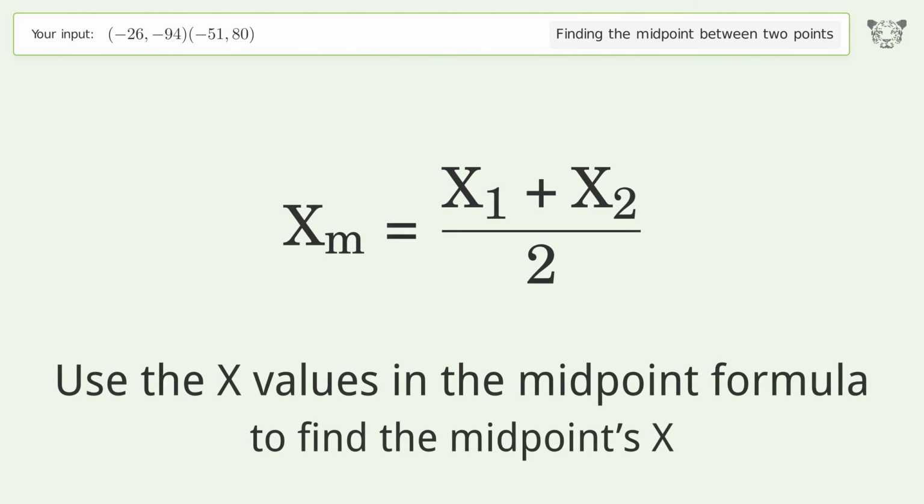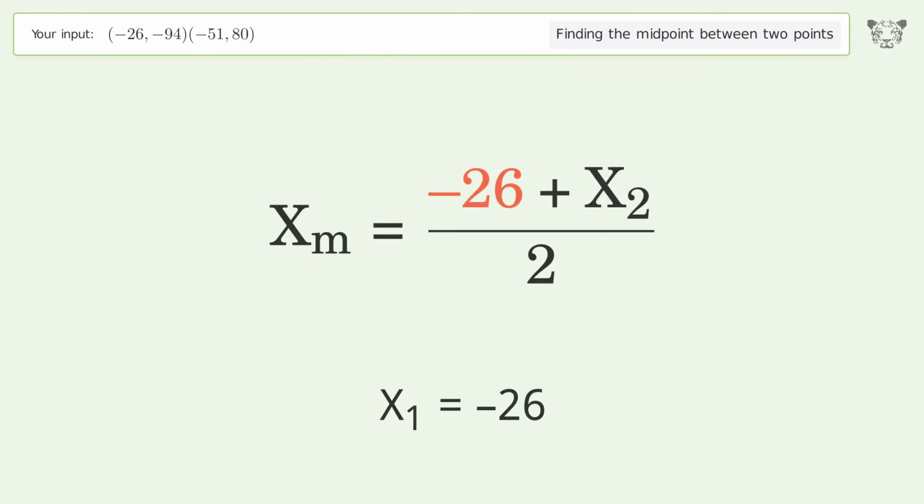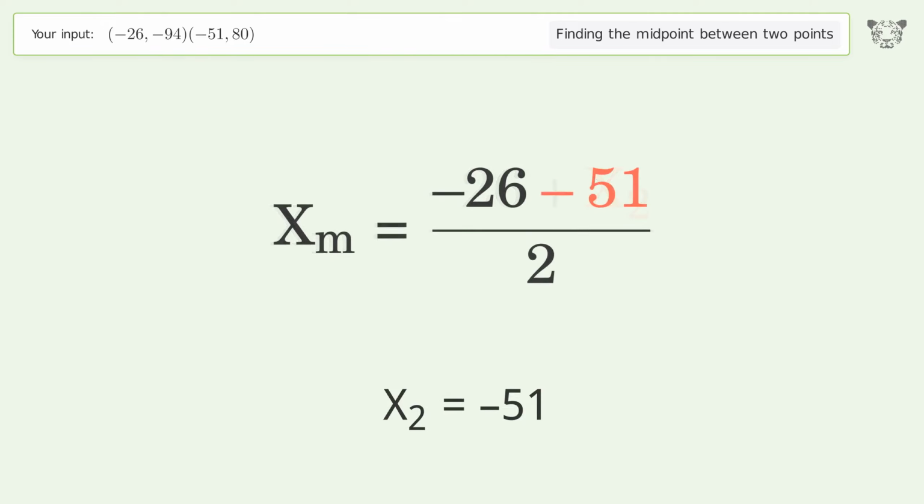Use the x values in the midpoint formula to find the midpoints x. x1 equals negative 26. x2 equals negative 51. Simplify the arithmetic.